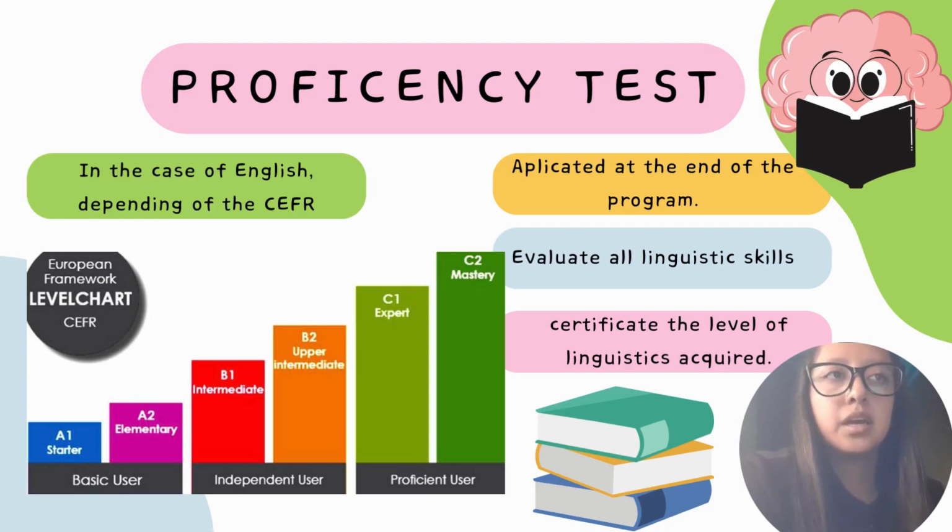Proficiency tests are applied at the end of the program to evaluate all linguistic skills and knowledge acquired during the process, to certify the level of linguistic acquisition in the program. In the case of English, depending on the Common European Framework, we have three levels: the basic user A1 and A2, that is elementary level; the independent user B1 and B2, that is intermediate level and is the most common proficiency in Spanish countries; and the proficient user C1 and C2, that is the highest level of English.